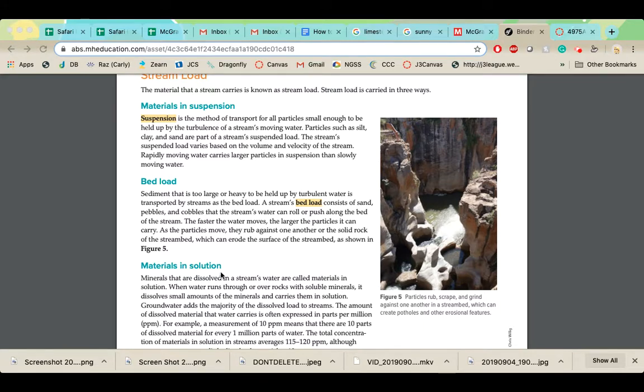And the last one is a solution. A solution is very tiny things like minerals that actually dissolve in the water. So it's actually dissolved. You can't see it. They're dissolved into the water. So if you put some salt in the stream, it would just dissolve and it would just be part of the stream. That's called a solution.